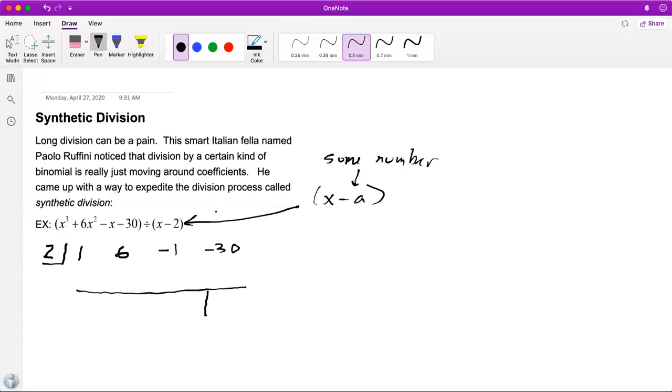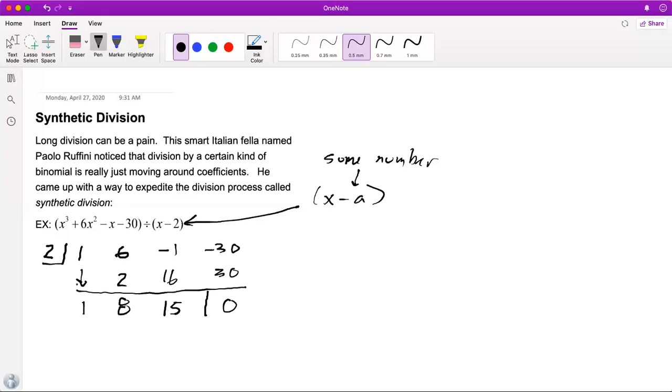So here's the trick for synthetic division. The first thing you do is bring this number down, 1. Then you multiply this 2 by this 1, and whatever that product is, you put it right here. 2 times 1 is 2. That goes there. Now I'm going to add. 6 plus 2 is 8. Then I multiply. 2 times 8 is 16. Add. -1 plus 16 is 15. 2 times 15 is 30. -30 plus 30 is 0.